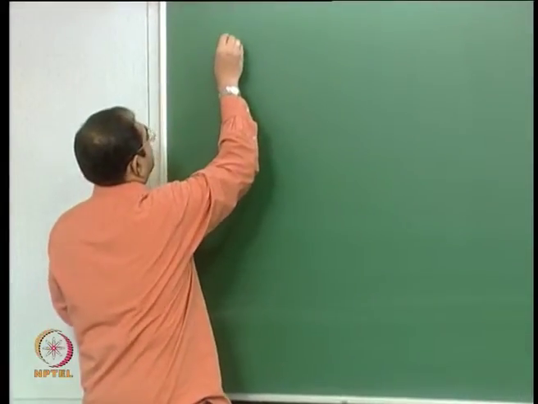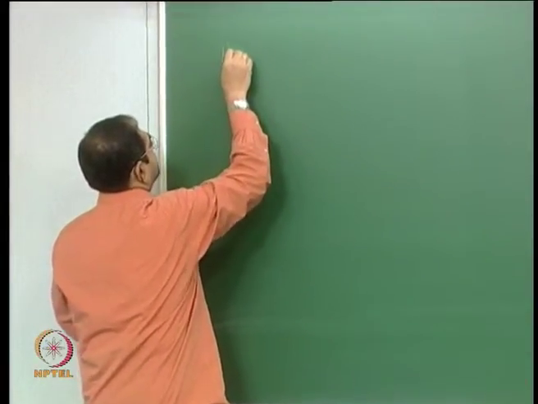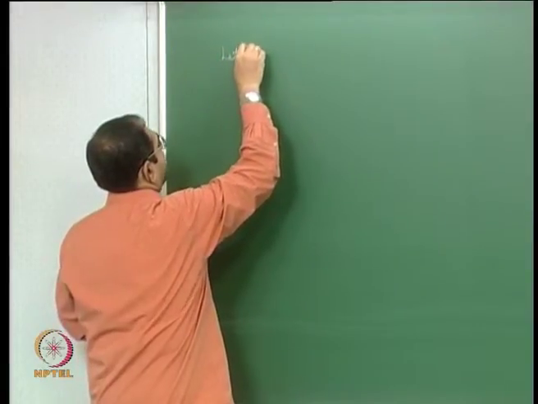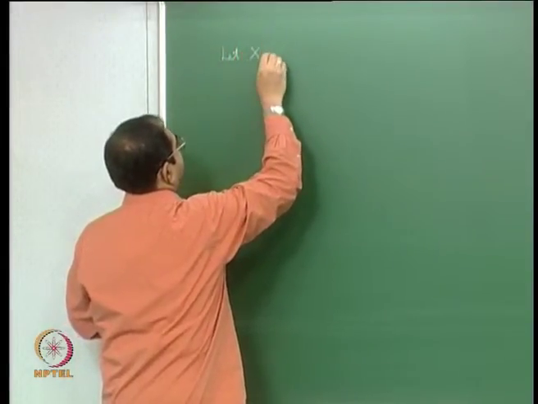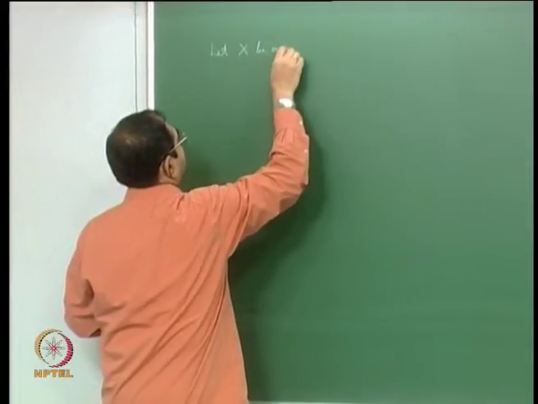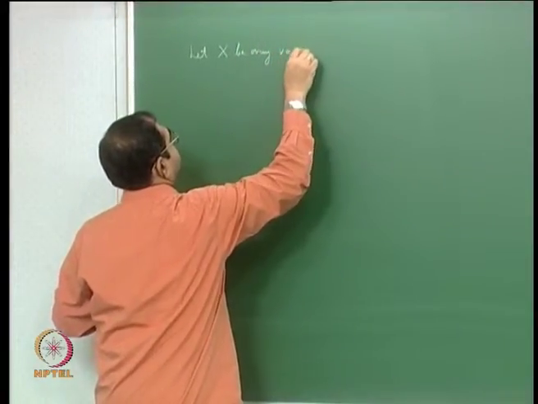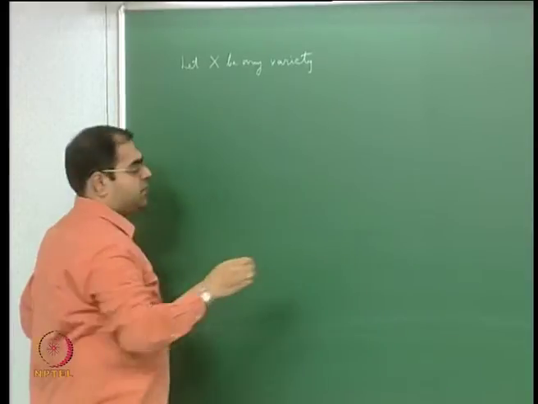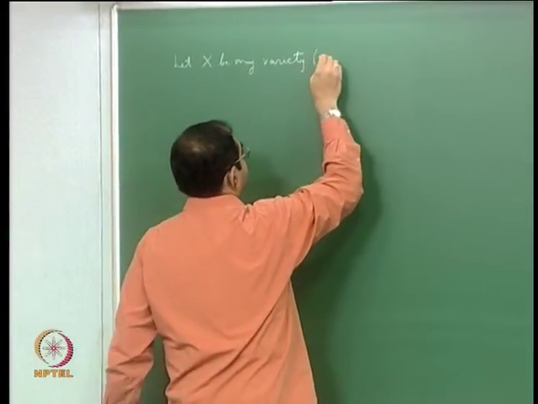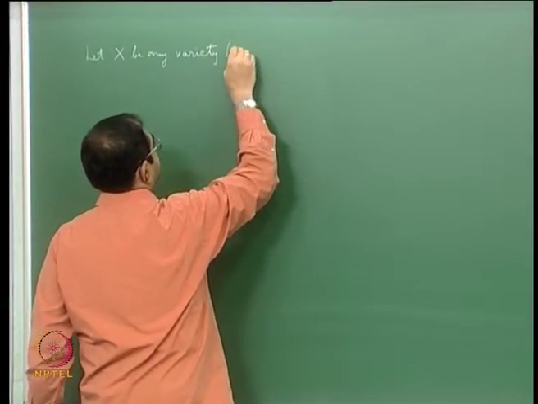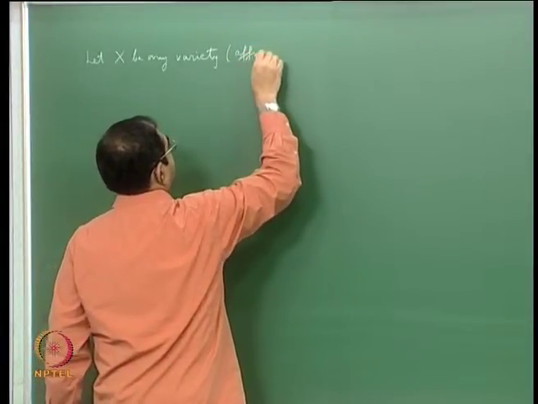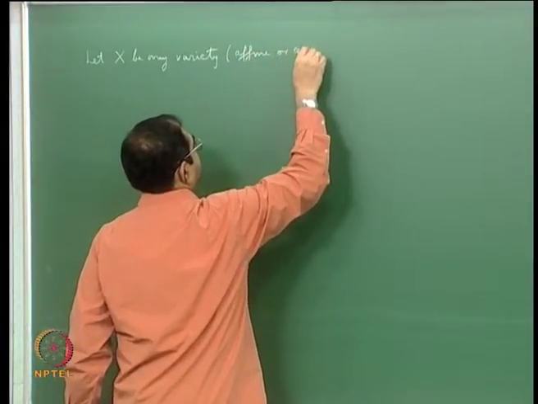So let x be any variety. In our case it means either it is an affine variety or quasi-affine variety.